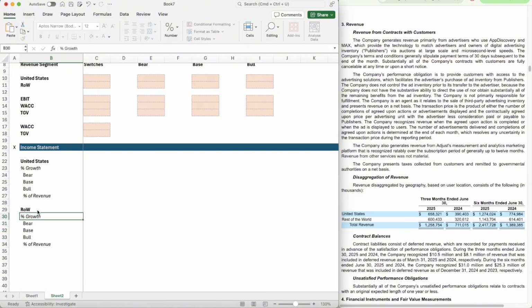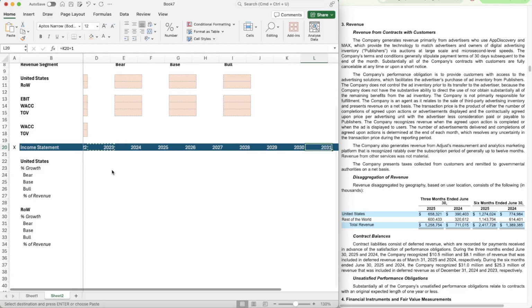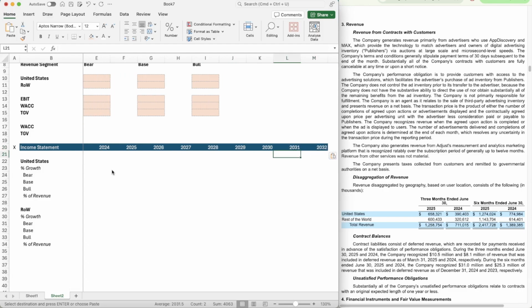Equals B11, I think. Rest of the world, yeah. And we're starting 2022. So go 20. The next cell, just go the previous plus 1. Pull it along until we get to 2030. 1, 2, 3. Yeah. We don't need these.